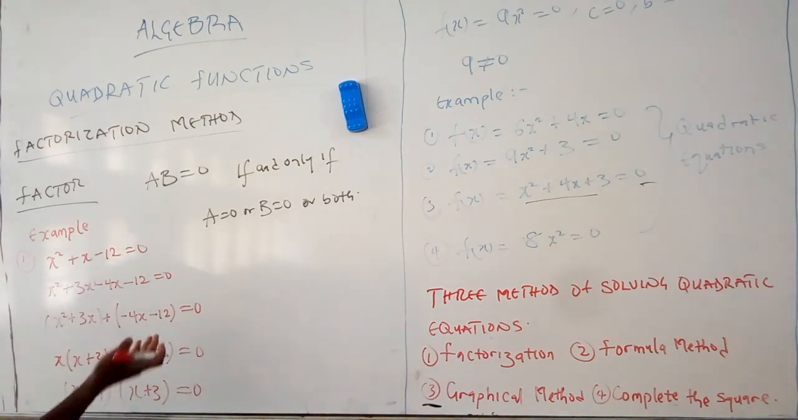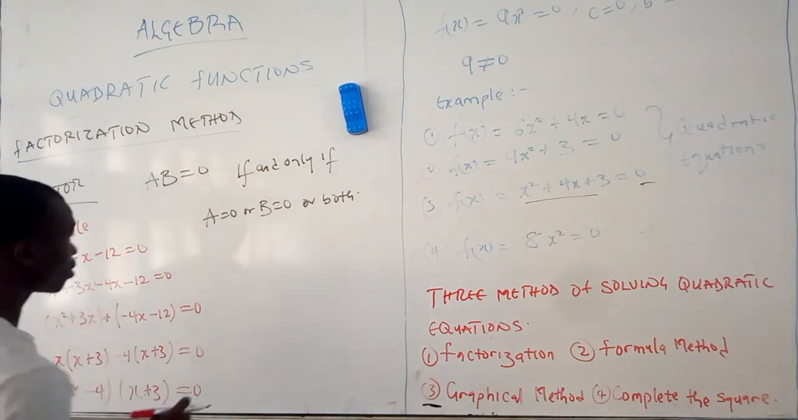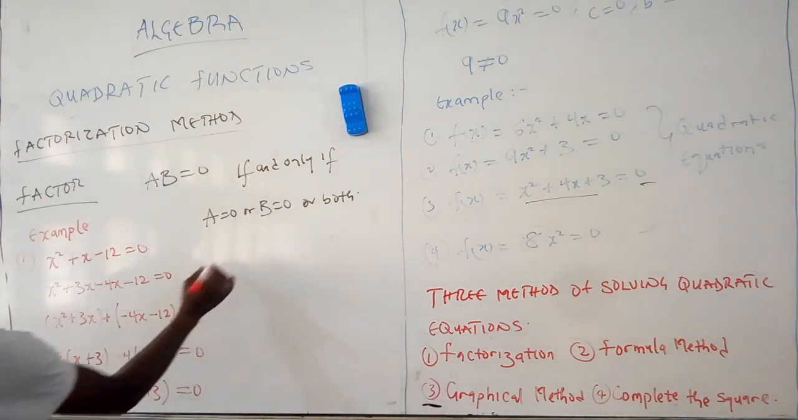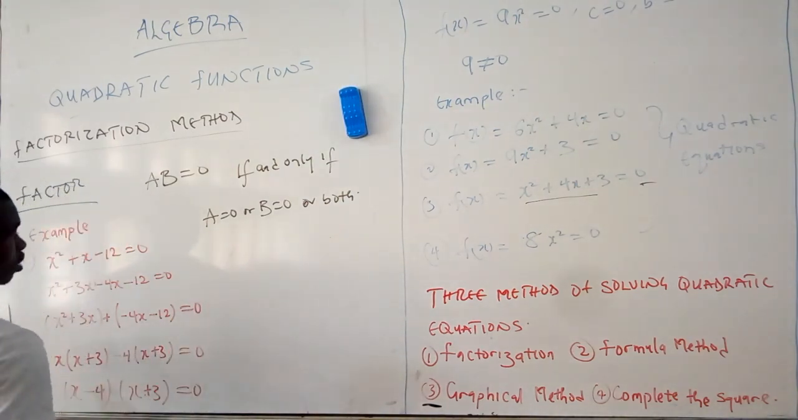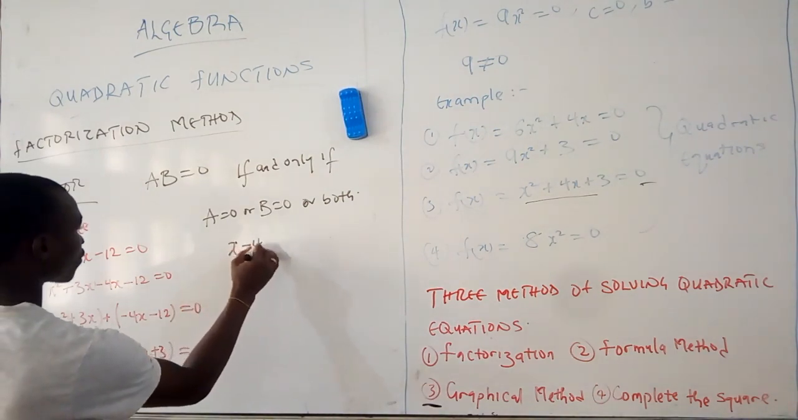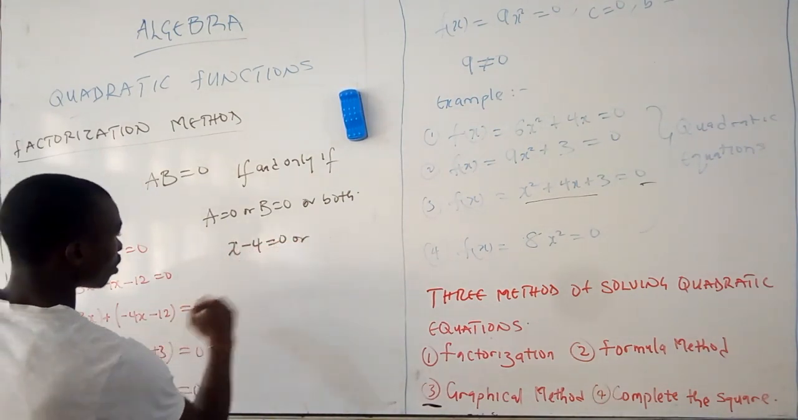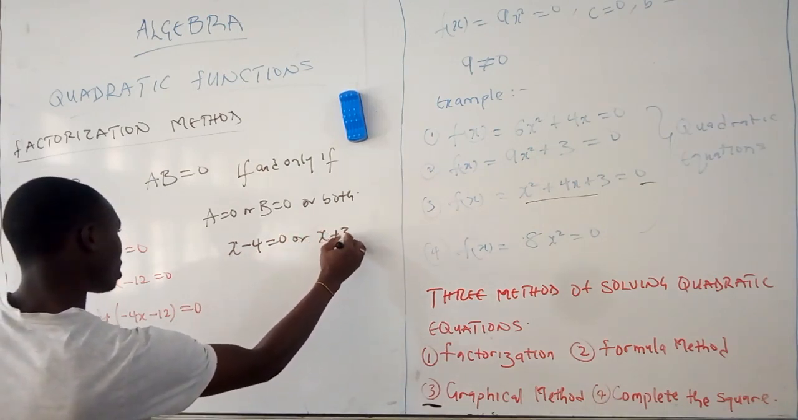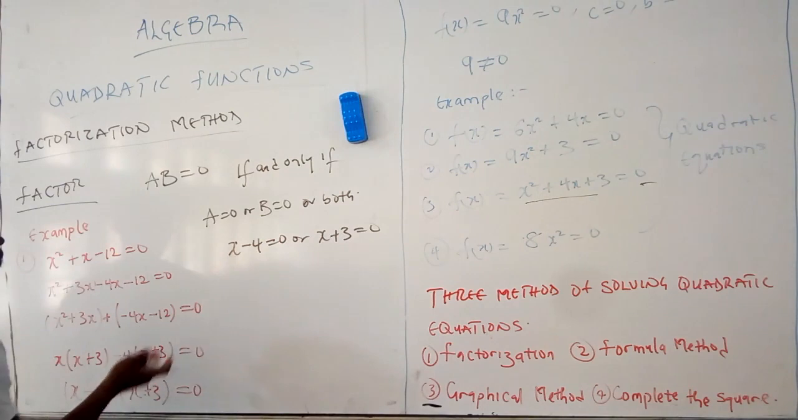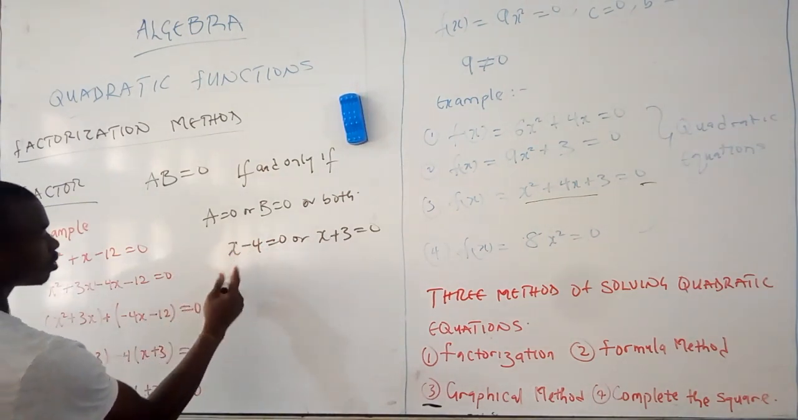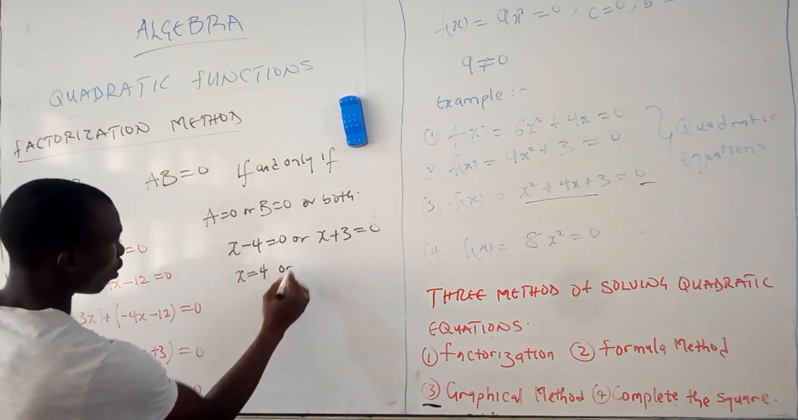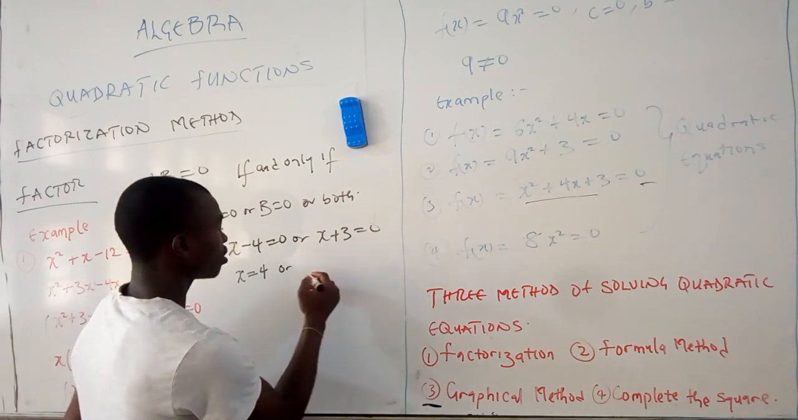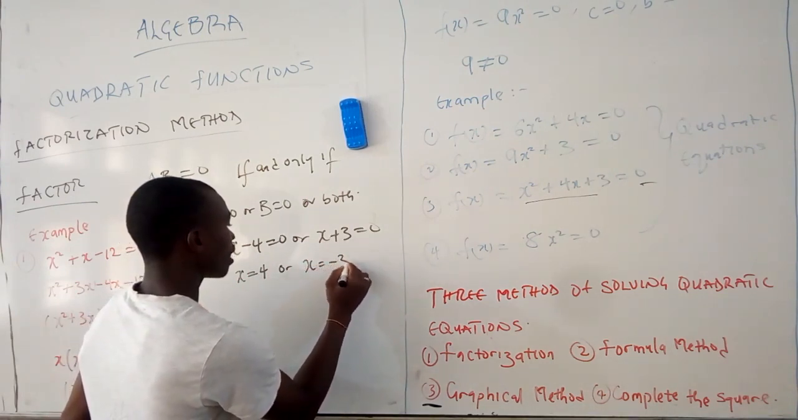Then from here, like I said, when two terms are multiplied, either one of them is equal to 0 or both of them are equal to 0. So in this case, x minus 4 is equal to 0, or x plus 3 is equal to 0. If x minus 4 is equal to 0, you move this to this side, you have x equal to 4. If x plus 3 is equal to 0, x is equal to minus 3.